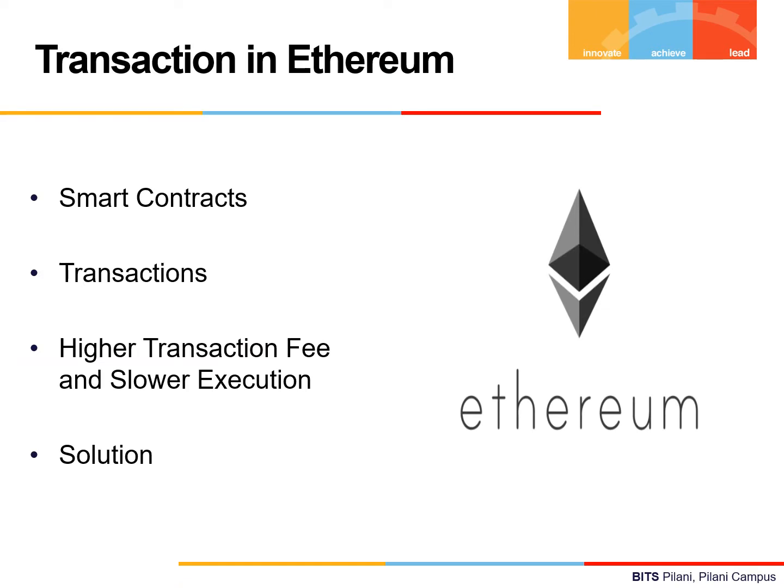Before starting with Arbitrum, first let us discuss transactions in Ethereum. Ethereum is an incredibly popular platform for developing decentralized applications. Any application running on Ethereum is implemented via smart contracts. Smart contracts are simply programs stored on the blockchain that run when predetermined conditions are met.